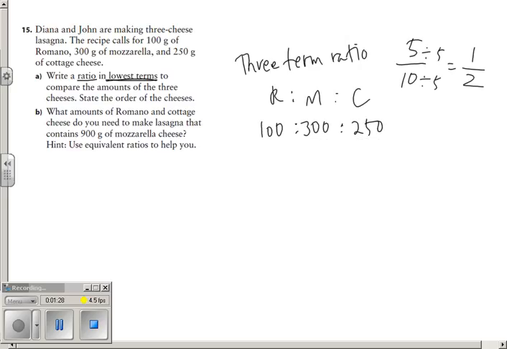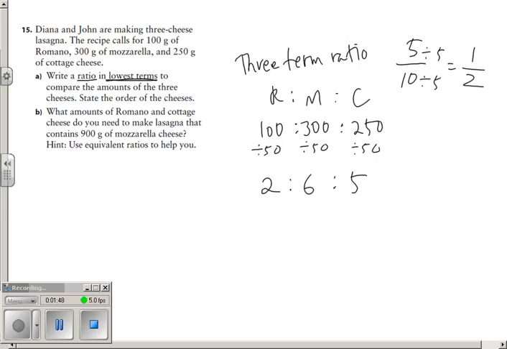So let's look at this and say, you know what? I'll bet you 50 is common to all 3 terms, and it is. So divide all 3 by 50. 100 divided by 50 is 2. 300 divided by 50 is 6. And 250 divided by 50 is 5. So our lowest terms ratio for this is 2 to 6 to 5.